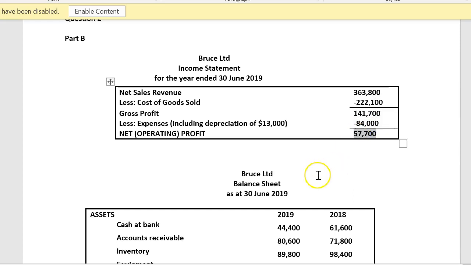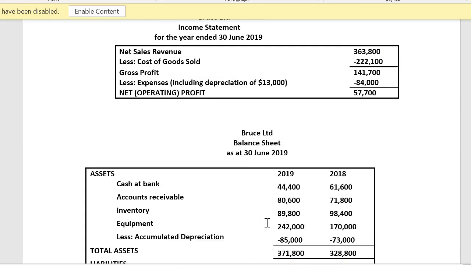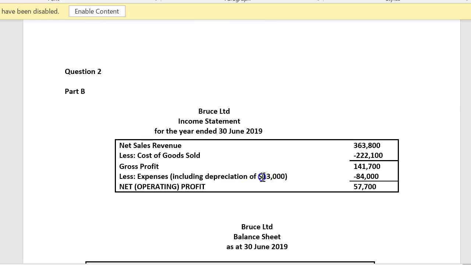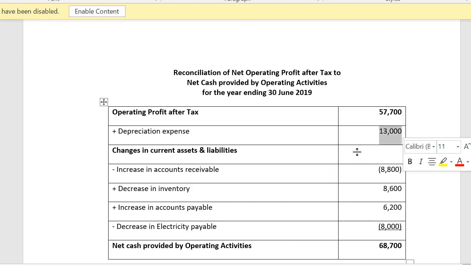You start with the net profit and you add depreciation expense. The depreciation expense is 13,000. You add 13,000. Now what you do is you take changes in non-cash current assets. You do not take cash into account, keep that in mind. You take changes in non-cash current assets and current liabilities. Do not take long-term liabilities into account.